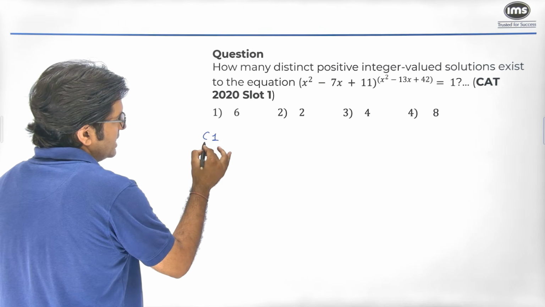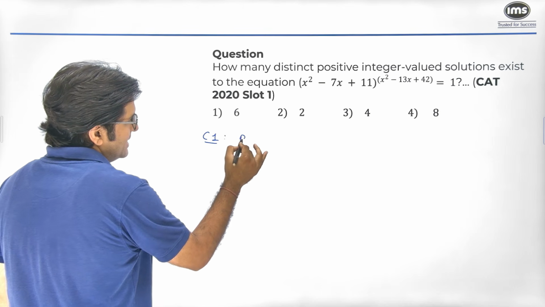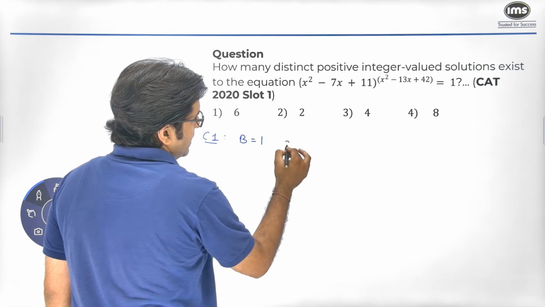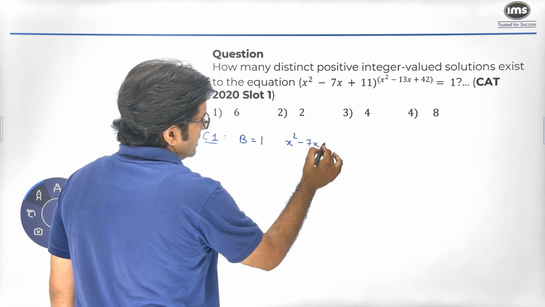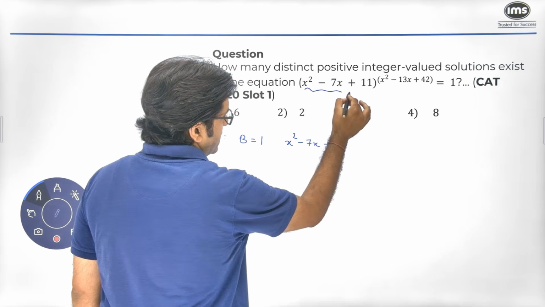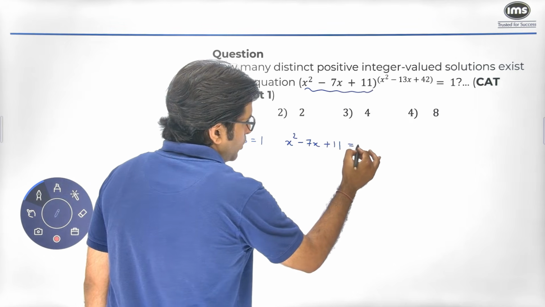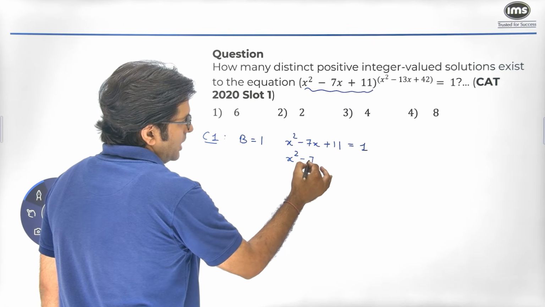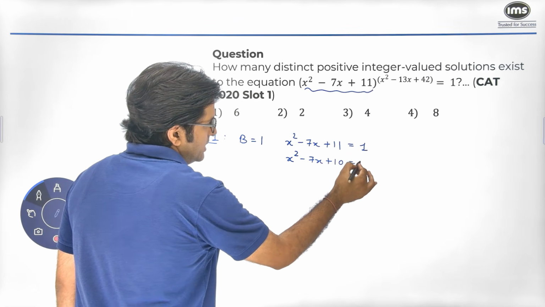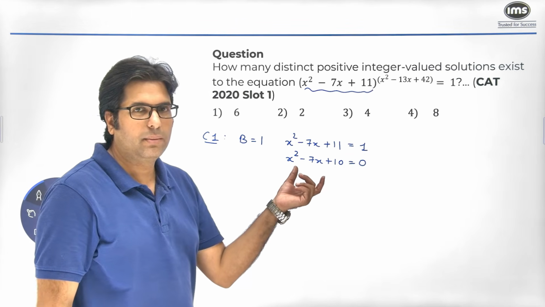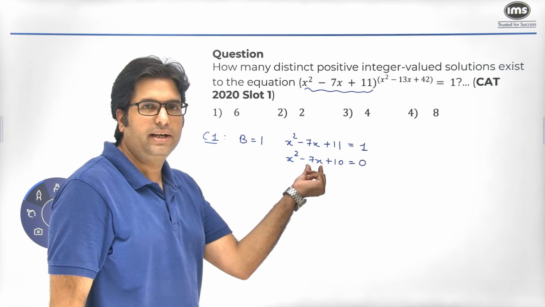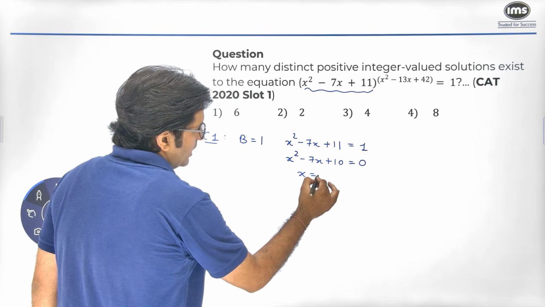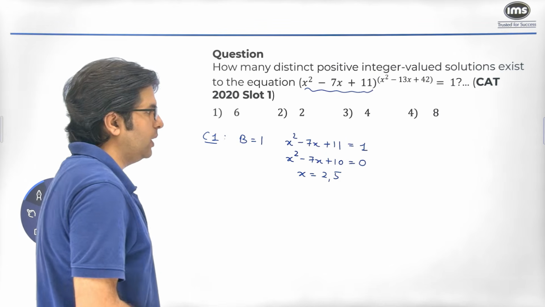So I'm just going to write C1. So we have base is equal to 1. So if I take base as 1, can I say this expression x square minus 7x plus 11, which is our base in this scenario, will be equal to 1. If I take this to the left hand side, it becomes x square minus 7x plus 10 is equal to 0. Now you should be very comfortable with solving quadratics. You can just split the middle term 5 and 2 and you are getting 10. So it's very easy to observe that the two corresponding values here could be 2 and 5.